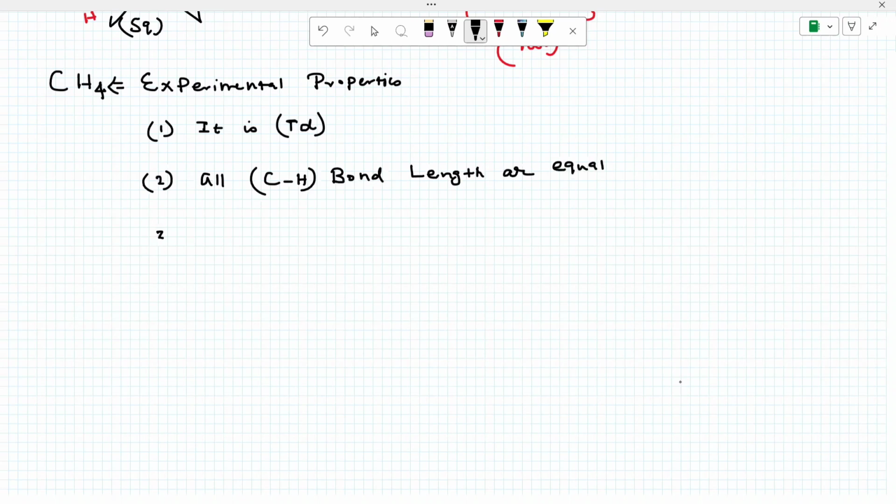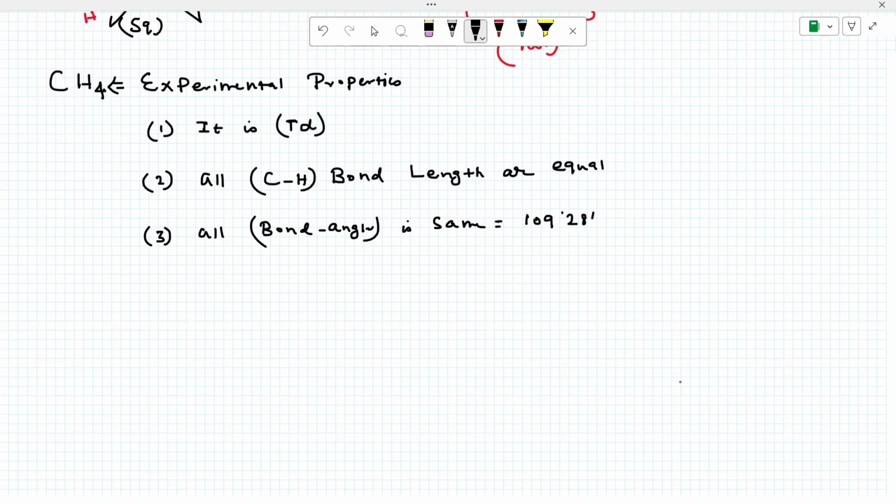Third point, it is bond angle. All the bond angles are the same. What is the value in actual? 109 degrees 28 minutes. This is the actual bond angle.